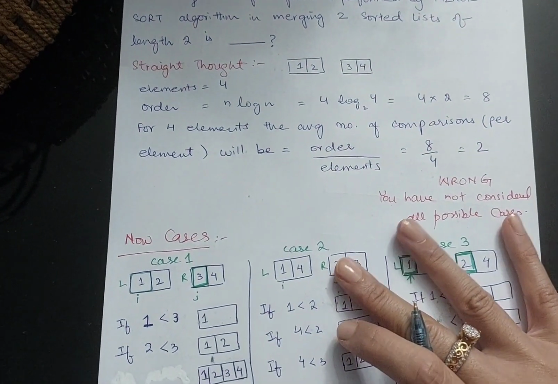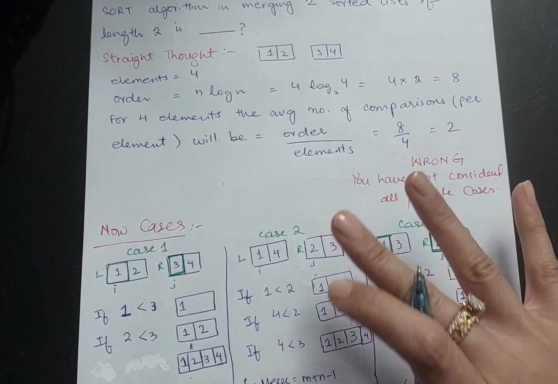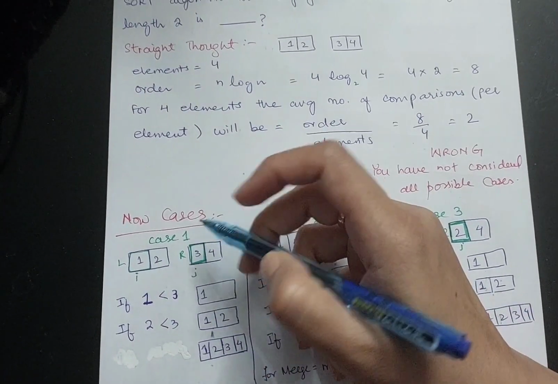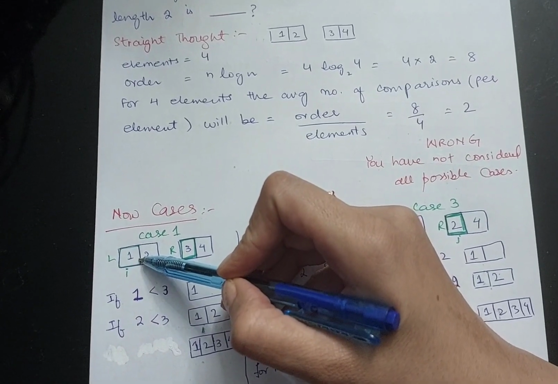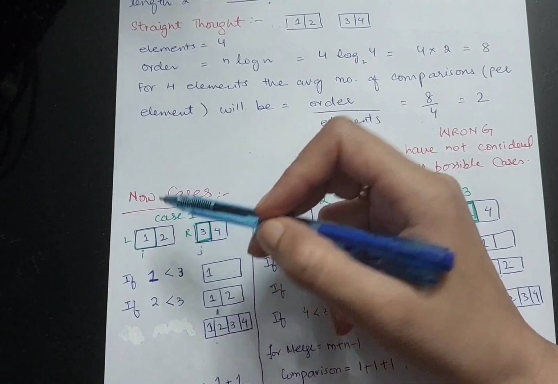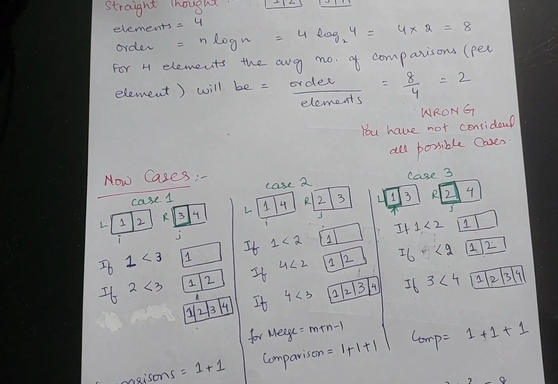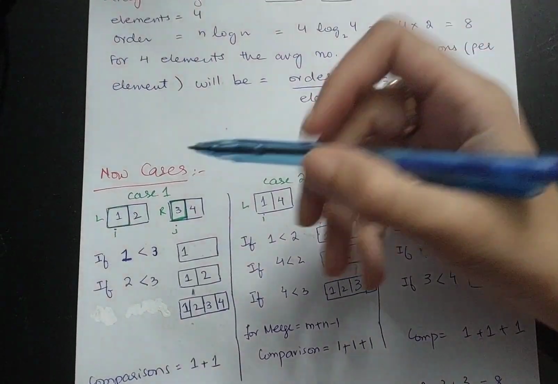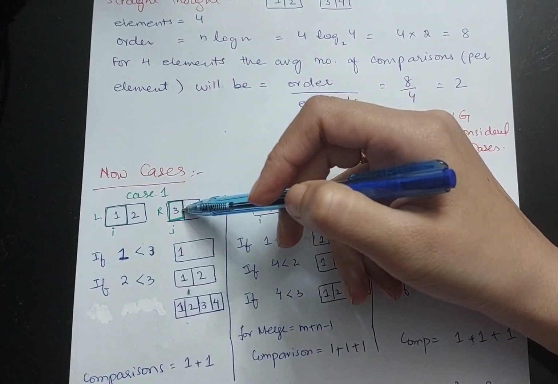So you have to find the number of comparisons for all of these cases, and then you will find the average. So in case 1, you will place a pointer here. You know how to do merge sort, so I will go through it quickly. If you do not know how to do merge sort, you can check my previous video. Okay, so I will place a pointer here, and another pointer here.